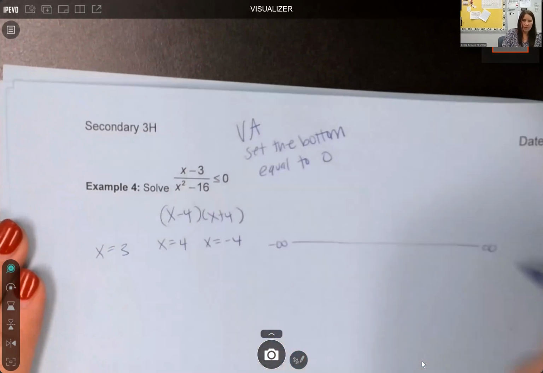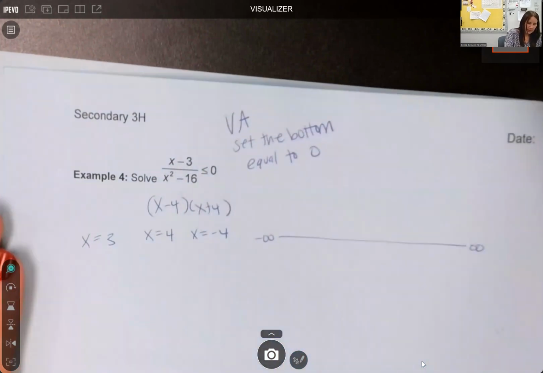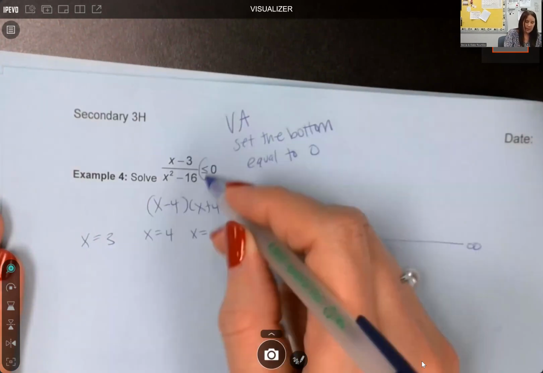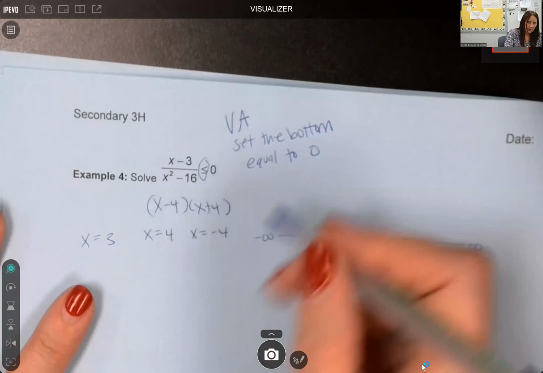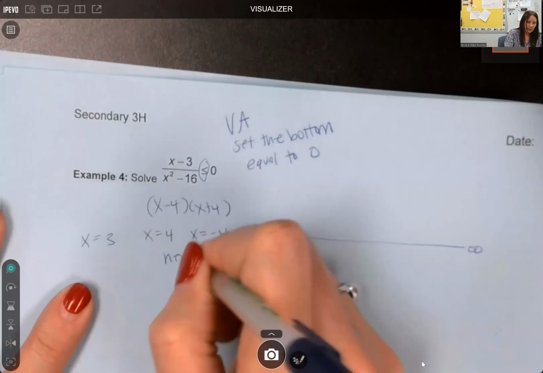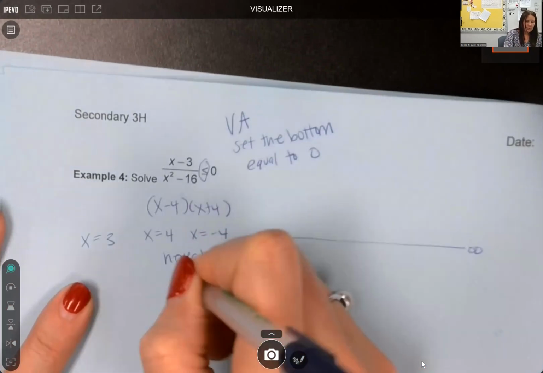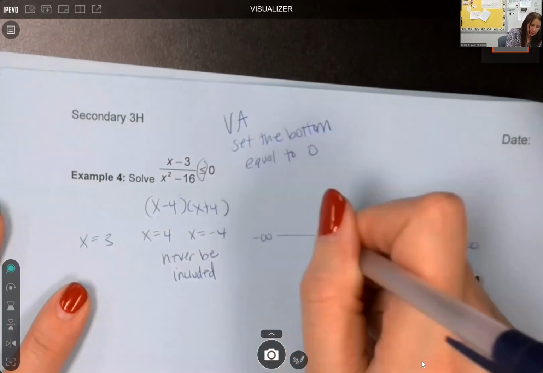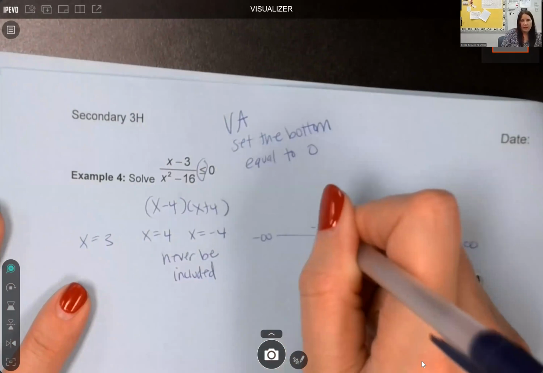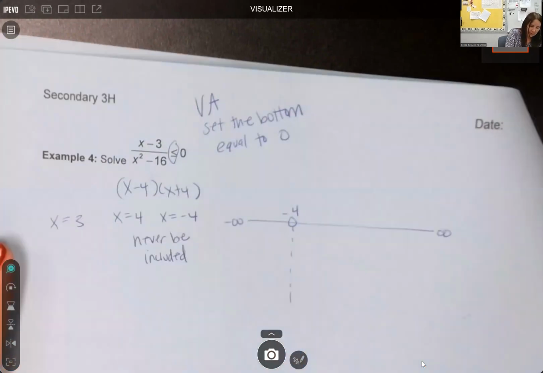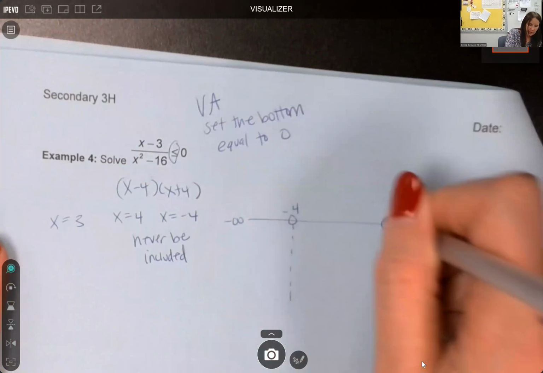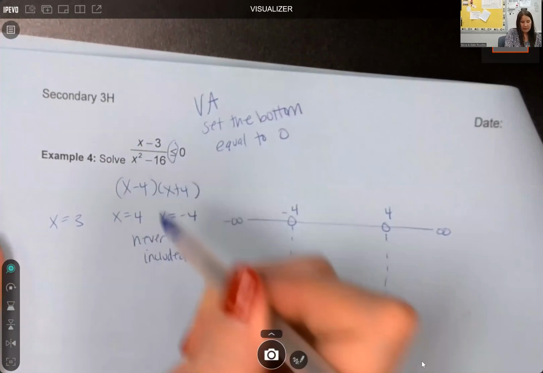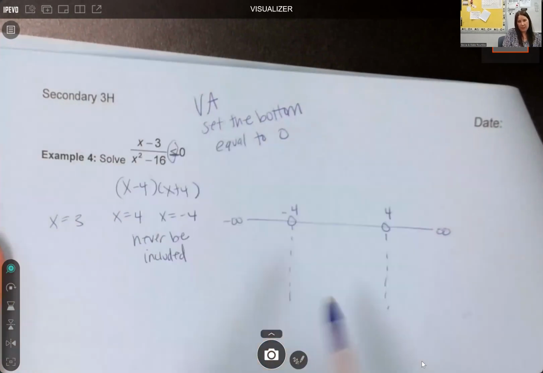I have 3 places I have to write on the number line, from negative infinity to positive infinity. I've got -4. Now, even though this is an equal sign, the asymptotes will never be included. So at -4, I'm going to have an open circle. It has to be a dashed line. And at +4, I'm going to have an open circle, and that's a dashed line. So even though it has an equal to right here, you cannot include these asymptotes.